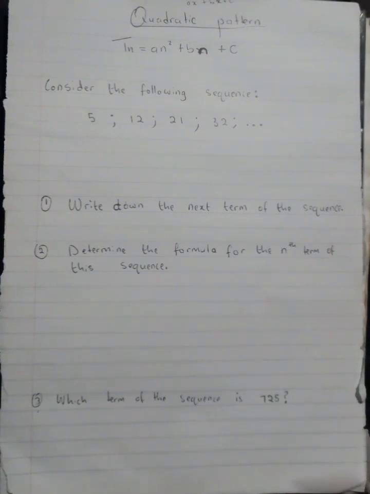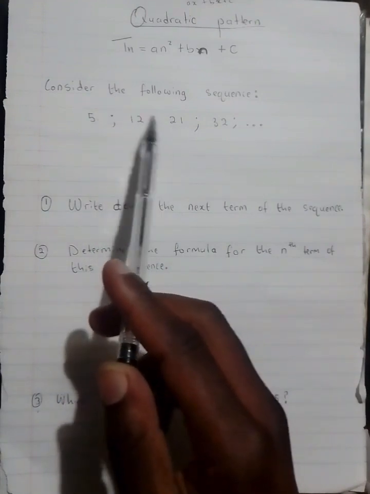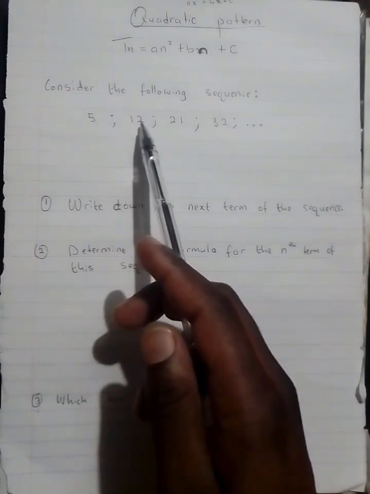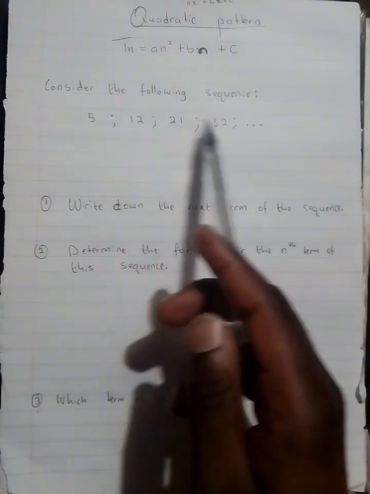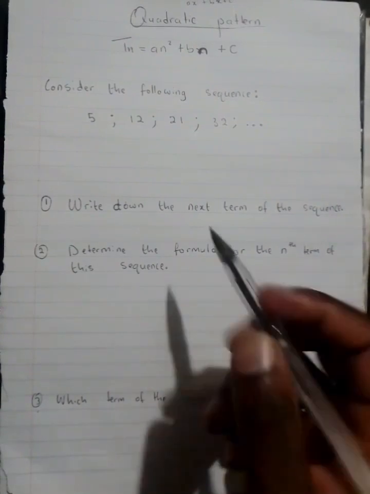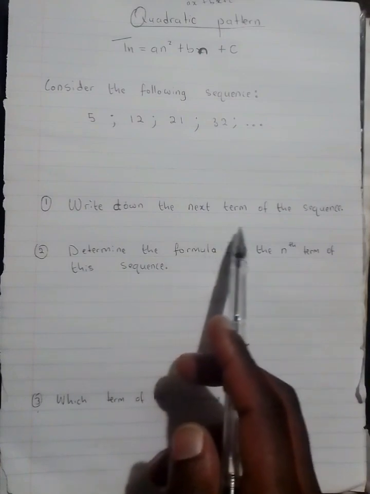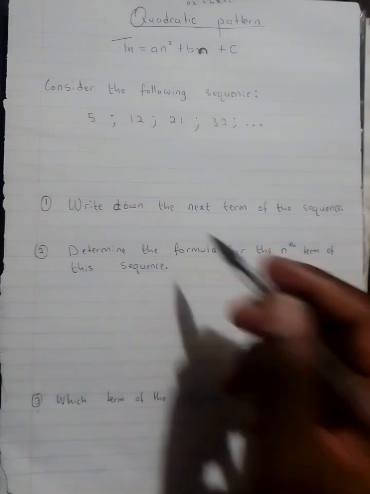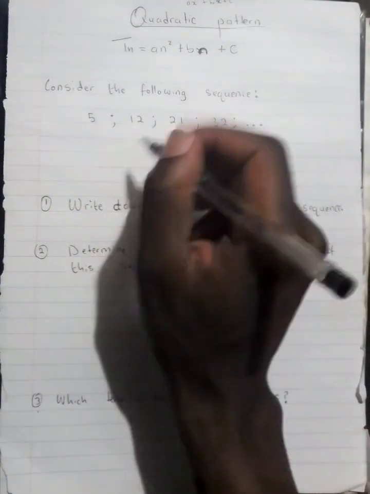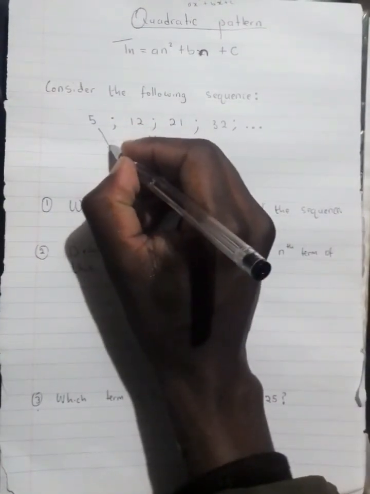It's very simple. Let's say we have this sequence here. Consider the following sequence. It starts with 5, the second term is 12, the third term is 21, and the fourth term is 32. The first question says, write down the next term of the sequence. Let's see what they are doing to get the next term here.